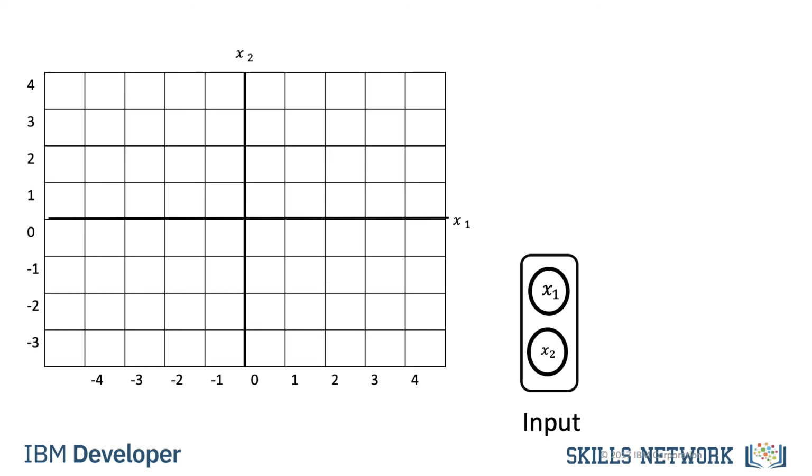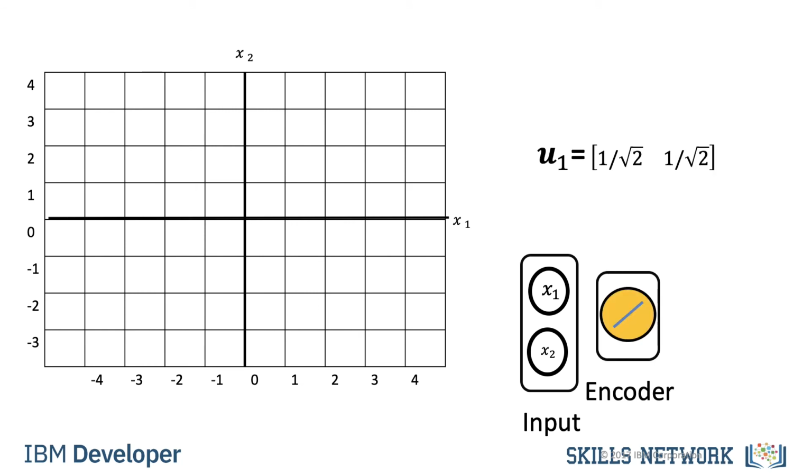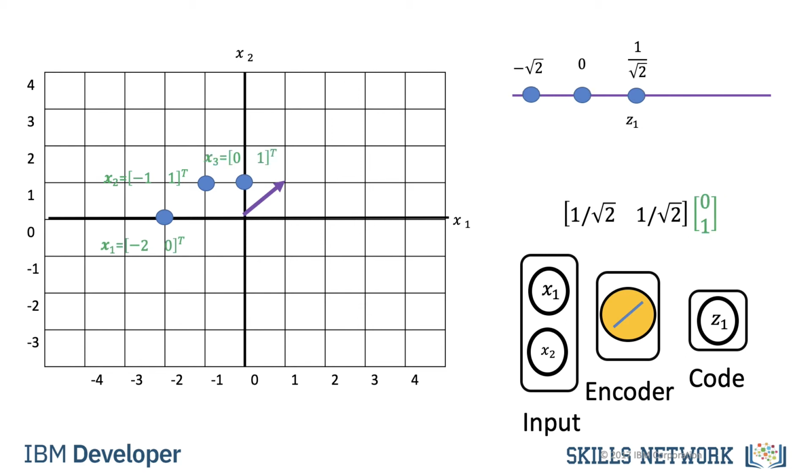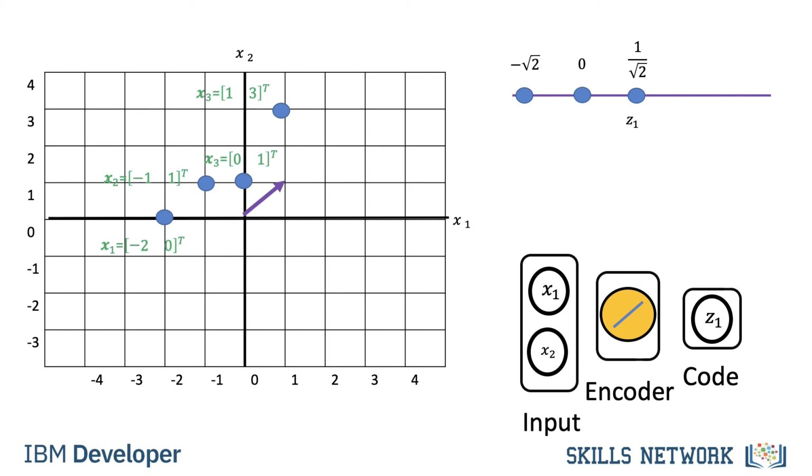Let's clarify this with an example. The input can be any point in the Cartesian plane. We have our encoder. We can represent this as a vector. We have the latent or encoding space z. We have the first input. We determine the code. We can plot the value of the code in the latent space. We have the second input. We determine the code. We can plot the value of the code in the latent space. We repeat the process.